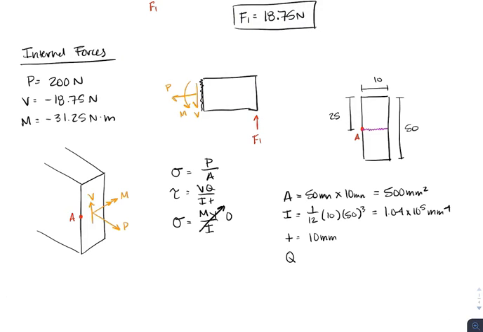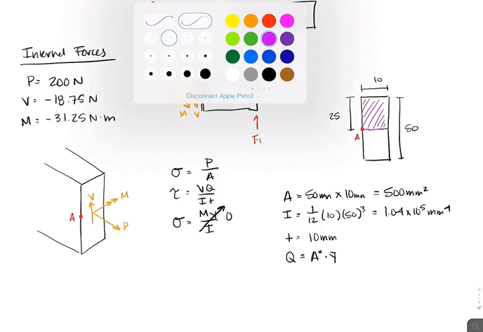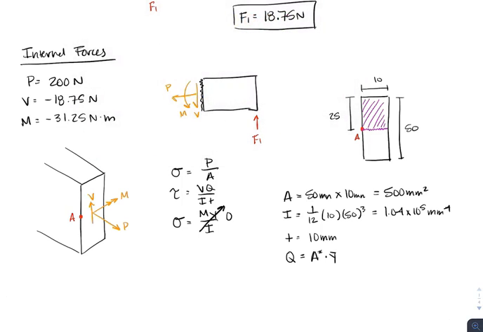And then the last thing we want to find is our Q value. Our Q value is going to be the area of our cut off section, called A star, times y bar of that cross section. So if I was to draw it, this is the area that we're interested in. That area is just going to be 10 times 25, so that's 250.